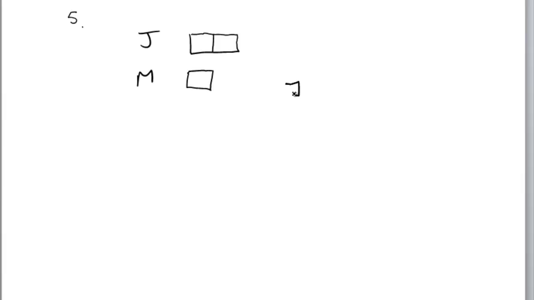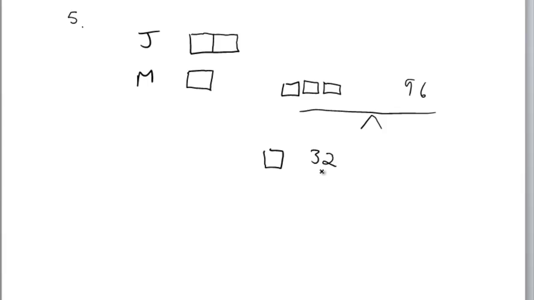So these 3 blocks must be the same as 96. So you can think of it like a balance. Okay, so these 3 blocks, 96. So each block must be 32. So how many does Mary have? She has 1 block, 32. So Mary has 32 stamps, which is answer C. Great.